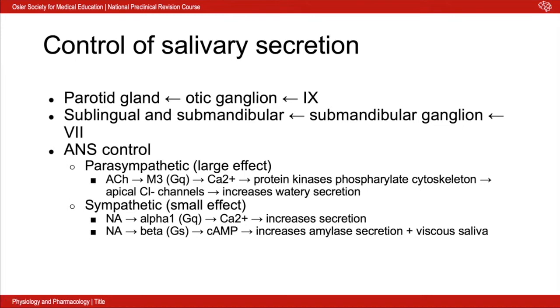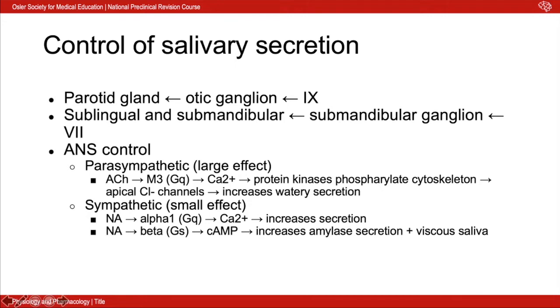IP3 binds to IP3 receptors on the endoplasmic reticulum, and that leads to the release of calcium into the cytoplasm. The calcium then activates protein kinases, which phosphorylate the cytoskeleton, and that leads to the insertion of chloride channels into the apical membrane. So you can imagine how once more chloride ions move out of the cell, water will follow, and so that increases watery secretion.